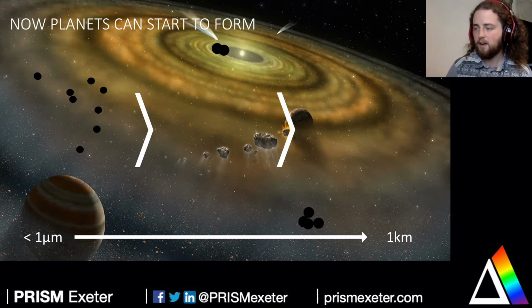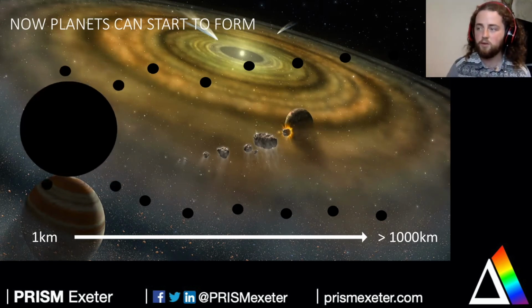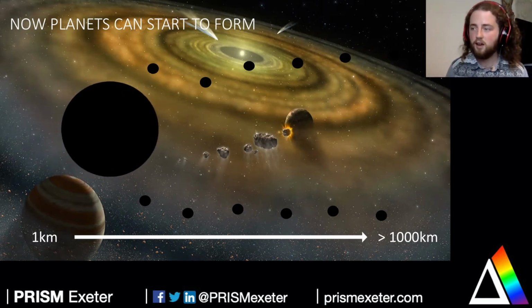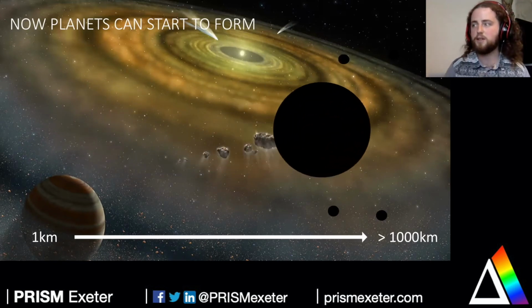But once they reach kilometer size, they really start to pick up pace. Because once you've got an object that's big enough and heavy enough, it has a strong enough gravitational pull that it can start to pull in everything else around it. So as it moves through the disk, orbiting the star, it pulls in all the extra gas and dust that surrounds the star.